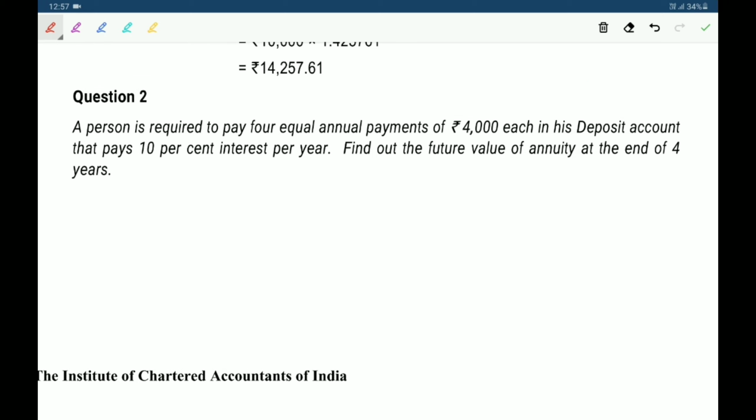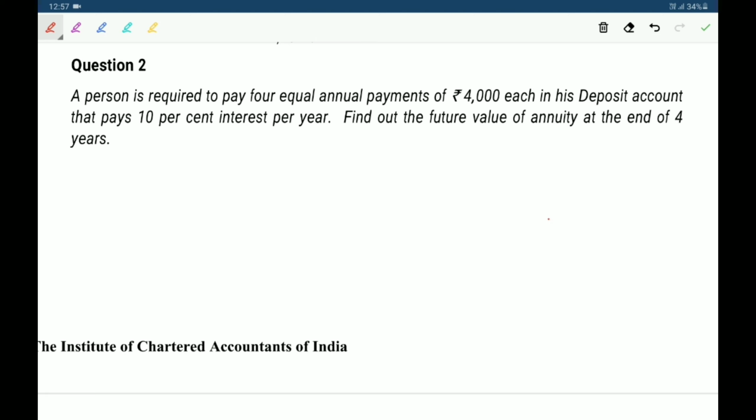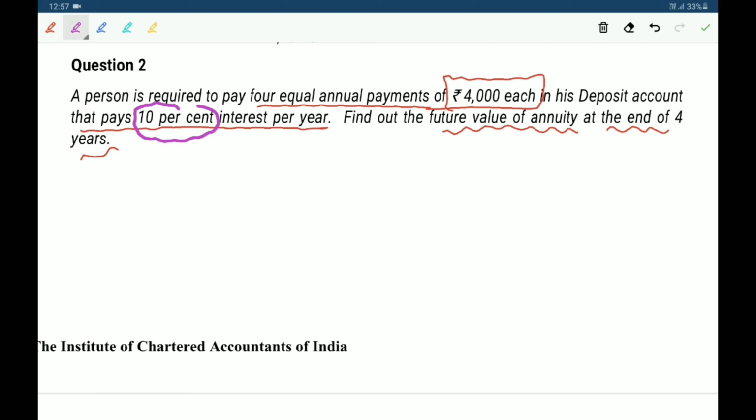Okay. Question number 2. A person is required to pay 4 equal annual payments of 4,000 rupees each in his deposit account that pays 10% interest per year. Find out the future value of annuity at the end of 4 years. This is the annuity problem. Here they are telling the person pays 4 equal annual payments, 4,000 rupees each, in his deposit account that pays 10% interest rate per year.